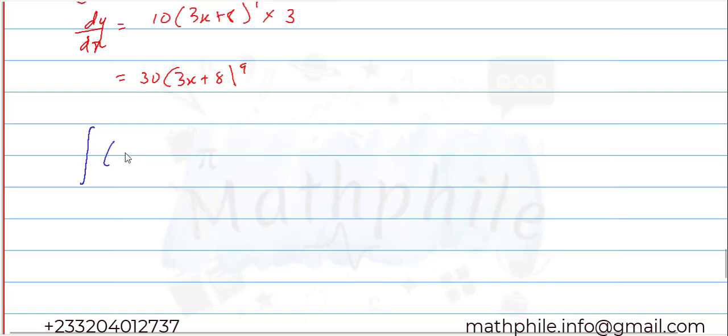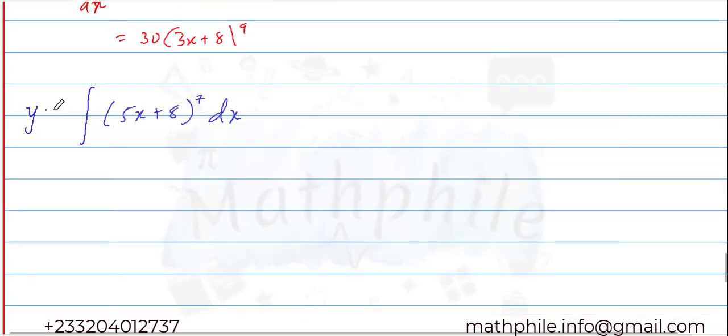So let's say we've got (5x + 8) raised to the power 7 dx. So what we're going to do with this one would be, you integrate the entire thing, then you multiply by 1 over the integral of what is inside. So let me do it, and I'll explain to you. For you to integrate, we need to add 1 to the exponent. So adding 1 to the exponent will be 8, dividing by the new exponent.